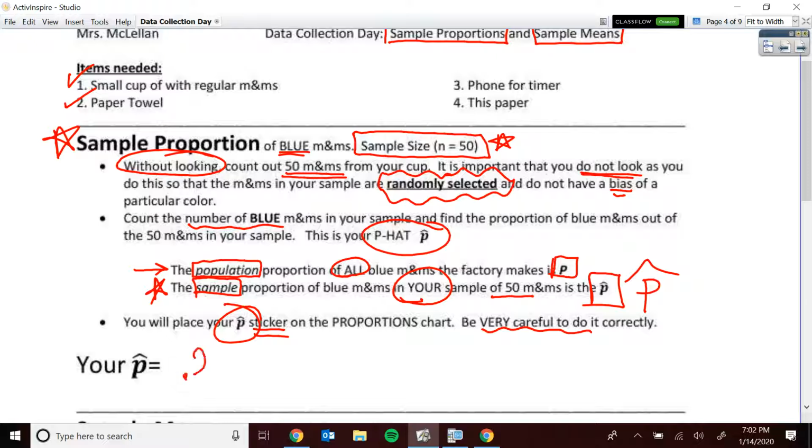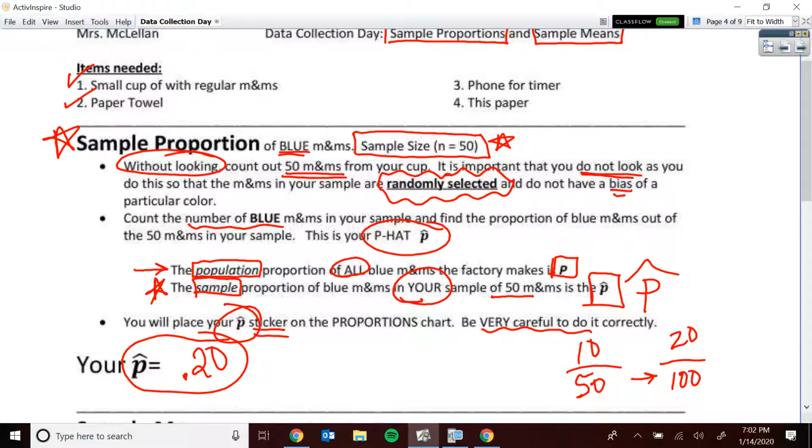Suppose that my p-hat was 20. Just FYI, since you are doing out of 50 items, you can quickly compute your proportion. If I had 10 blue M&Ms, then I just double it because that 50 doubles to 100. So in that case, I would know that my p-hat is 20%. So here's what that would look like on the proportion chart.